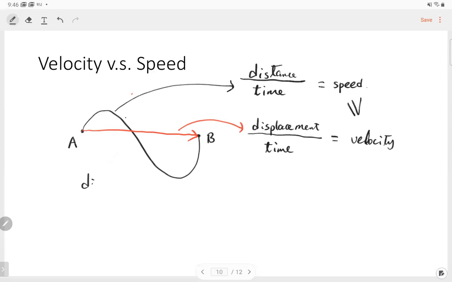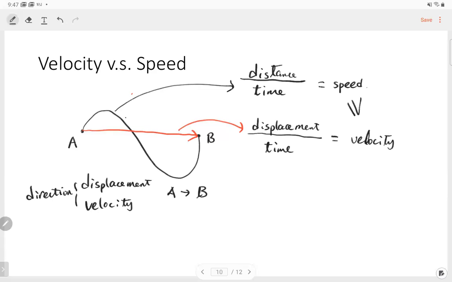So displacement is from A to B. And the velocity also has a direction from A to B. Okay. Now that's the difference. And if we want to know the average velocity, we need to use the total displacement over the time.